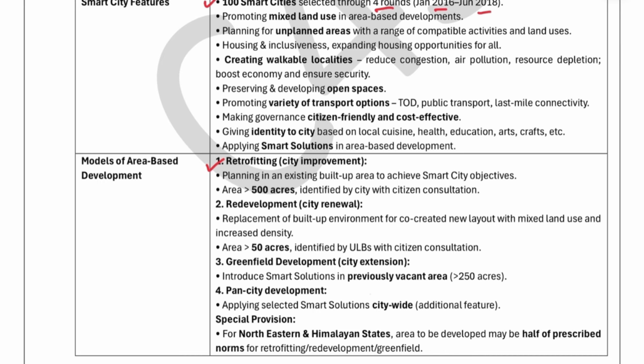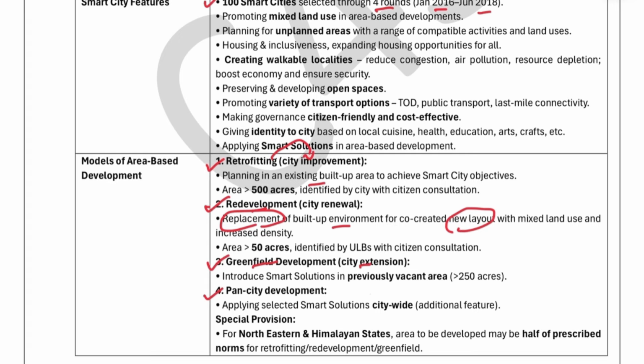Okay, and here are 4 models that were used in this particular smart city mission. First is retrofitting, second is redevelopment, third is greenfield development, and fourth is pan city development. Okay, retrofitting is about the city improvement. We are planning in an existing built up area. Okay, redevelopment is about replacing of the built up environment and create a new layout, right?